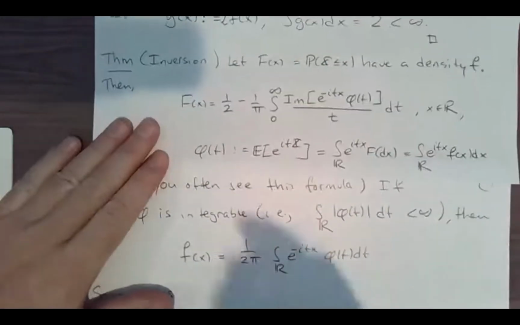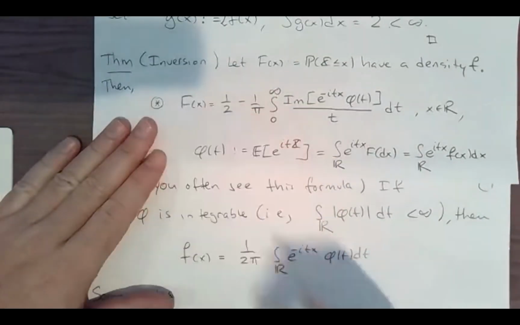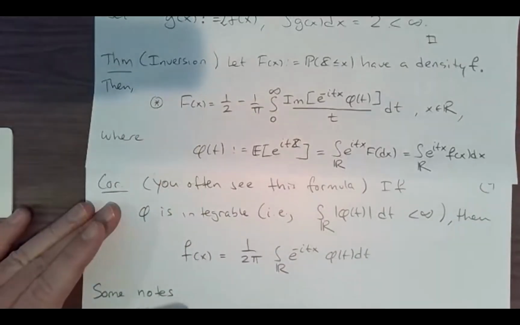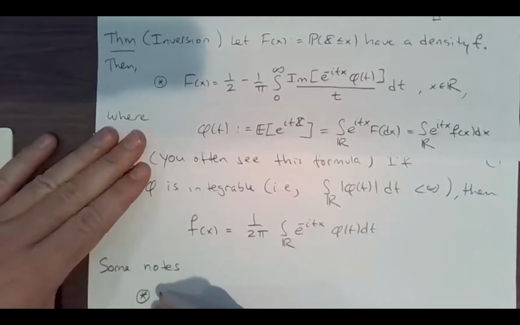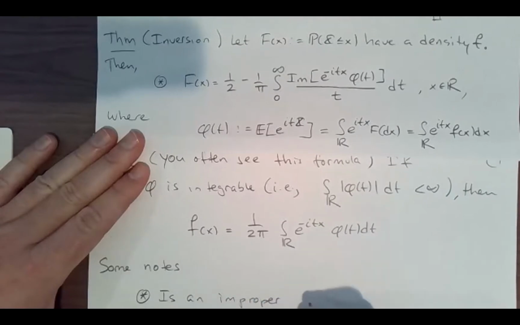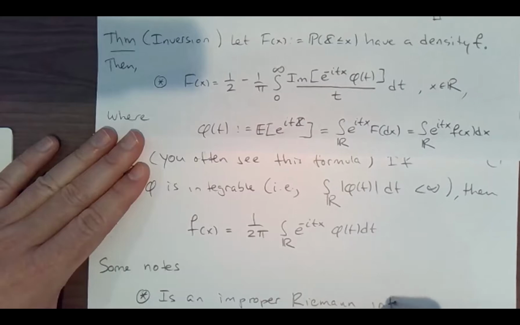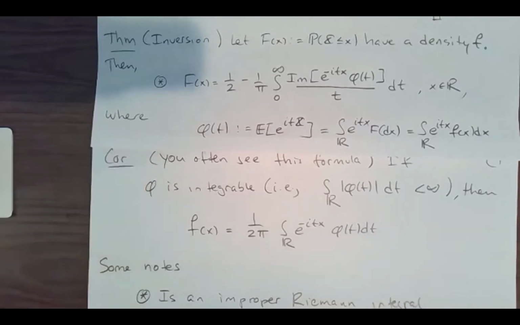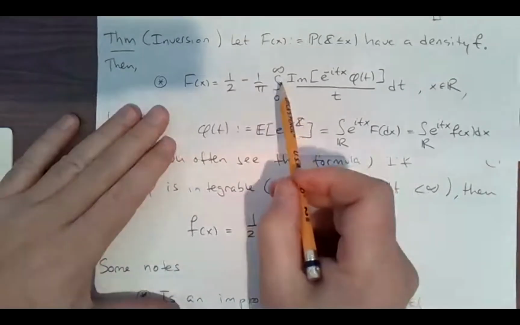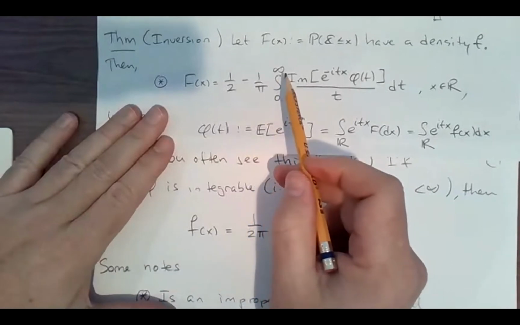Just some notes. If I call this general formula here star, the note for star is that this is an improper Riemann integral. So this thing here is defined as a limit.